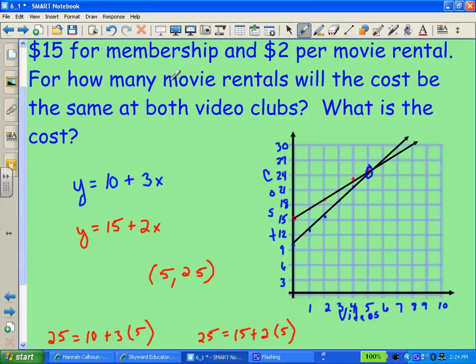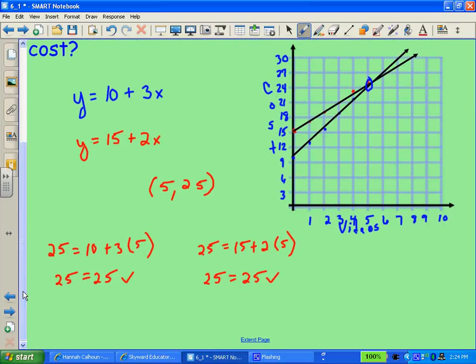So I did get the right spot, even though I had to estimate just a little bit, that it was (5, 25). Now remember, X stood for videos, so it says how many movie rentals will they need for the cost to be the same. So 5 movies. And then notice this one had a second question. It said how much will that cost? Remember that Y is our cost, so that will cost $25 if you rent 5 movies from each of the video stores.